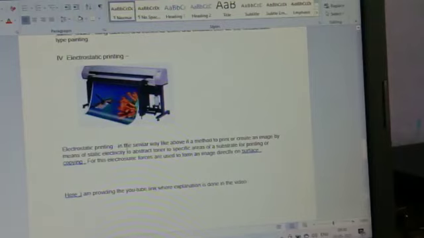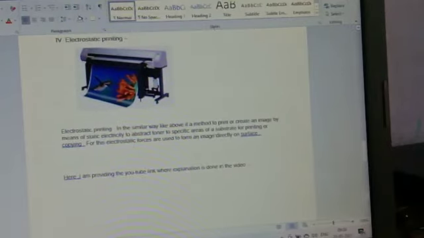In the above three examples we have seen what electrostatic means, and here we are printing by electrostatic charges. This is the method used to print or create an image by means of static electricity to attract toner to specific areas of a substrate for painting or copying. For this, electrostatic forces are used to form an image directly on the surface.